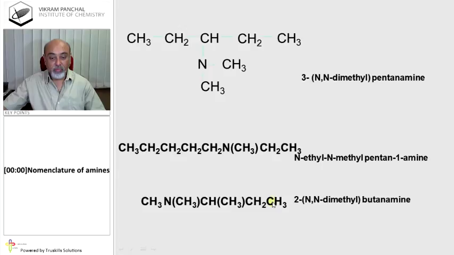Here the main compound is 1, 2, 3 and 4 carbons, so butane. And then nitrogen is attached to second carbon of butane. And these 2 methyl groups attached to nitrogen. So we write N,N-dimethyl butan-2-amine.